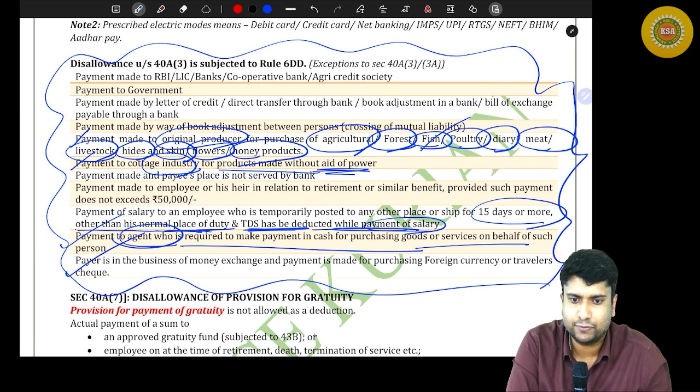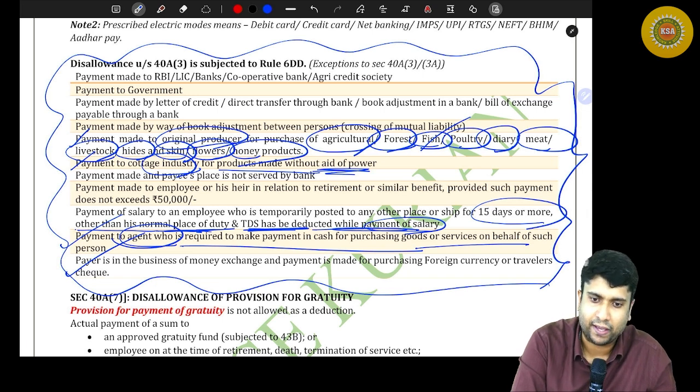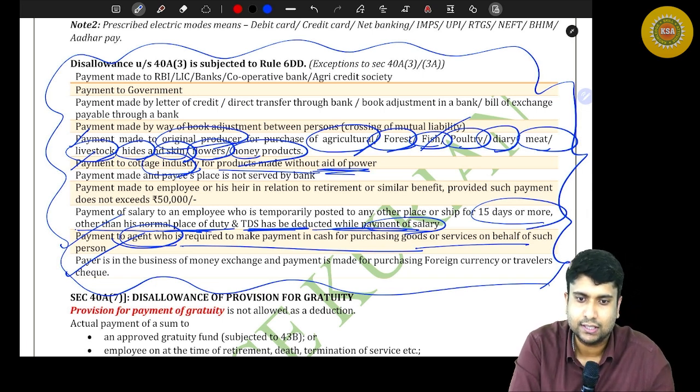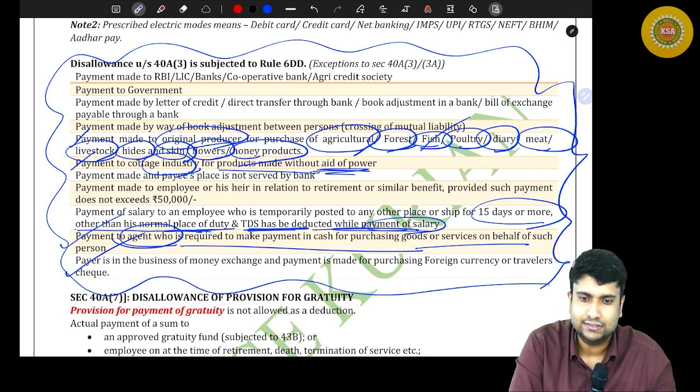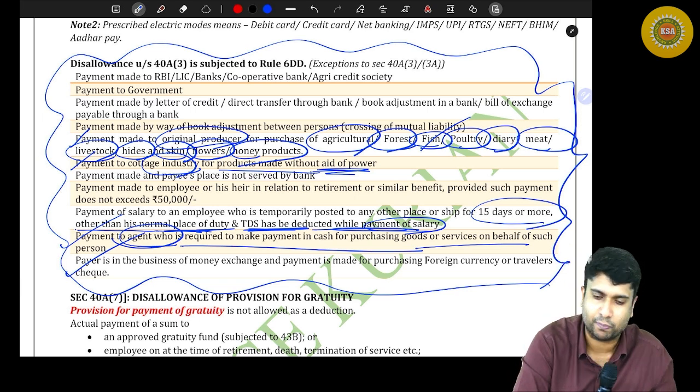Sir, if we purchase from an original producer for cash, then does that cash amount also not exceed 10,000? No. You are making payment to an original producer like fish, poultry, dairy, etc. You can make payment up to any amount. There won't be any disallowance. Okay. Devi, I hope you got my point.